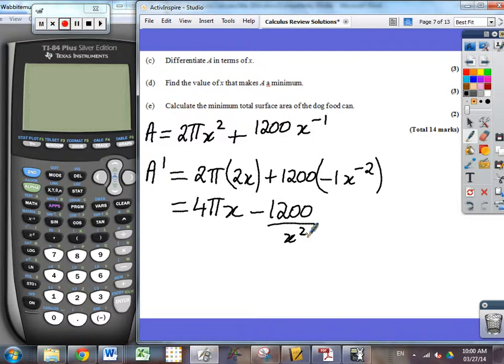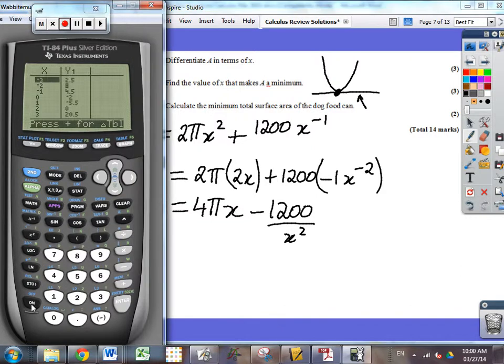Part D, I need to find the value of x that makes this area a minimum. Now I know that a minimum will occur where I have a stationary point, and I can see that the slope of my tangent at a minimum is equal to 0. So let's set my derivative equal to 0 and solve.